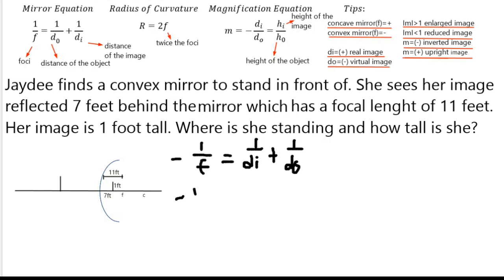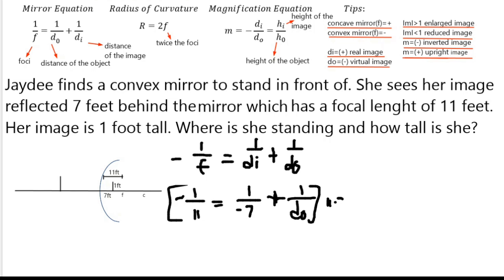Okay, so JD finds a convex mirror to stand in front of. She sees her image reflected 7 feet behind the mirror, which has a focal length of 11 feet. Her image is 1 foot tall. Where is she standing and how tall is she? We're going to calculate her height and her distance from the convex mirror. So we're going to put some calculation here.